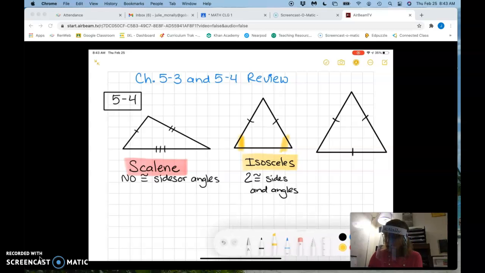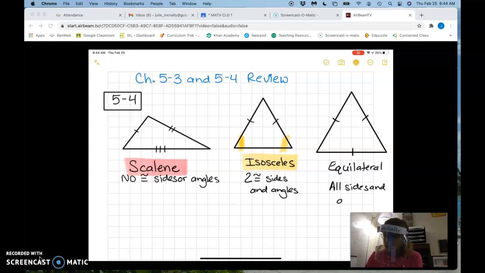And then the third one is, what did you say it was? Yeah, good. Equilateral, and that has all sides and angles congruent. Okay, so copy this down.